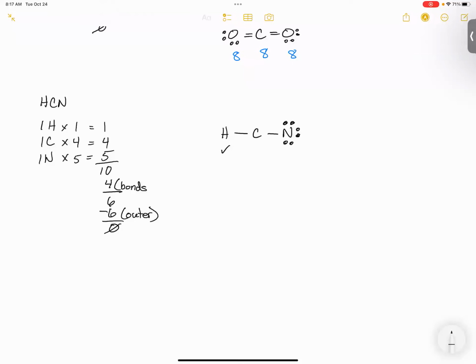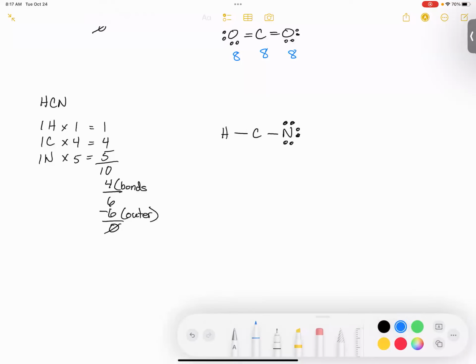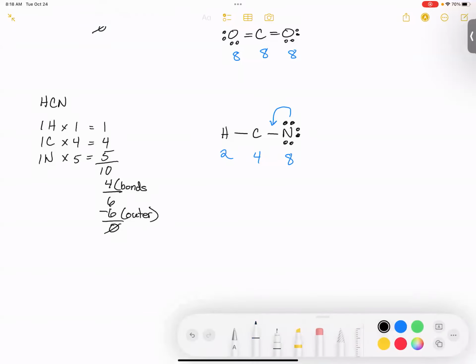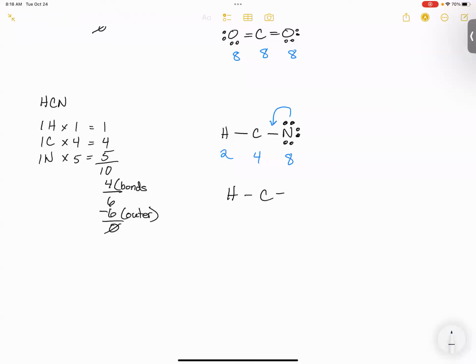So since we're at this point, we ask, does everybody have an octet? Our hydrogen has an octet because it only requires 2. Our nitrogen does have an octet because it has 6 in the non-bonding pairs and 2 in the bonding pairs. But your carbon atom currently only has 4 because it has 2 in each of the single bonds. So no, not everybody has an octet. So we're going to have to share a pair of electrons, and the only place they can come from is the nitrogen. And when we share a pair of electrons, the structure we create is this structure.